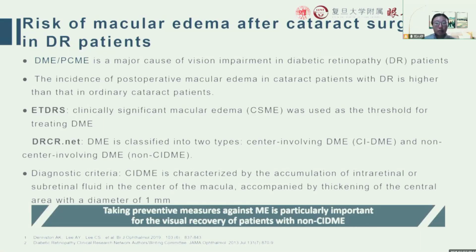For DME, the ETDRS previously used clinically significant macular edema, CSME, as the threshold for treatment. However, more recently, a classification system developed by drcr.net has become more clinically relevant. According to this classification, DME is now categorized into center-involving DME, which is CIDME, and non-center-involving DME, which is NCIDME.